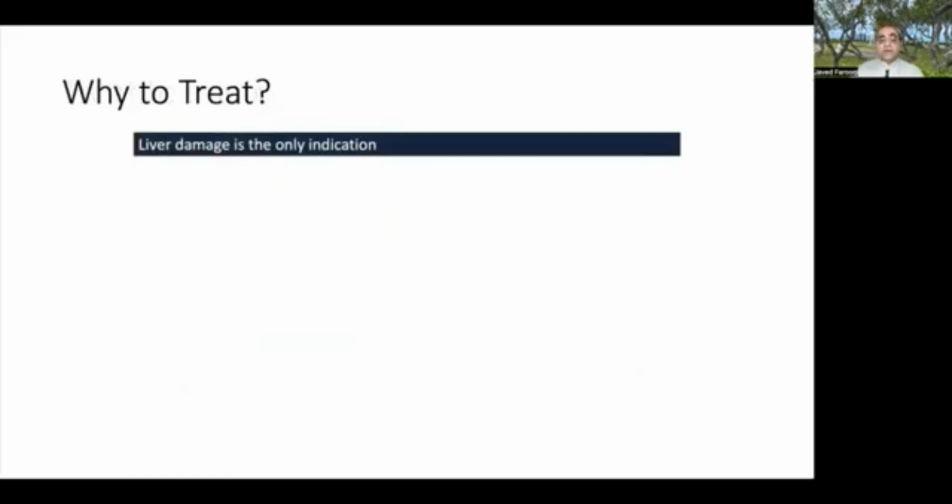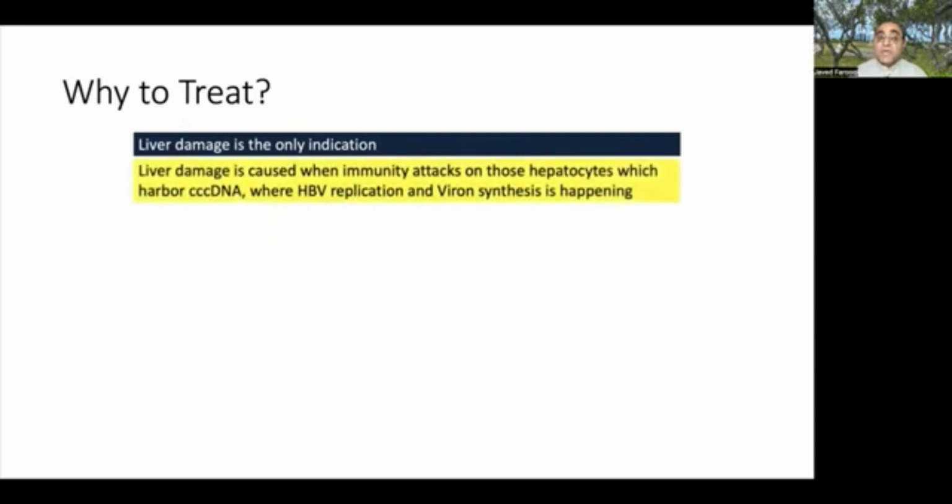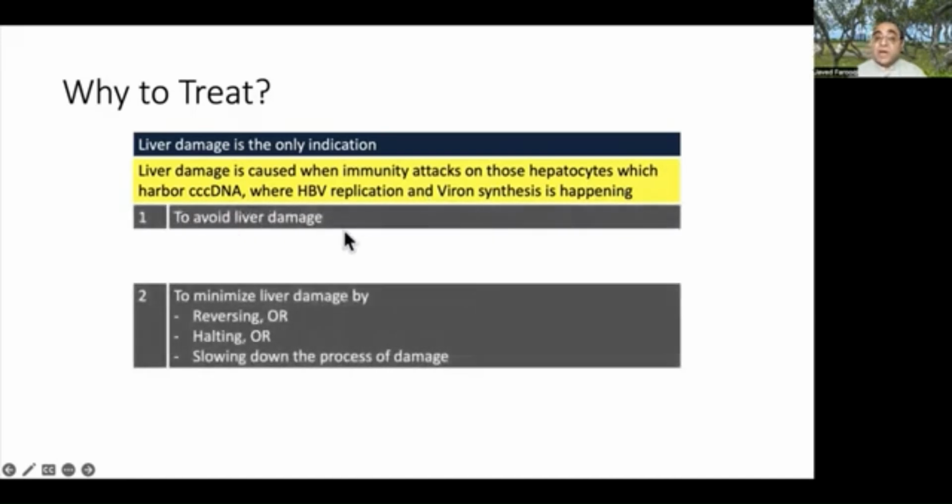So if I conclude, why to treat? Liver damage is the only indication. When liver damage is there or going to happen, you start these patients on treatment. So liver damage is caused when immunity attacks those hepatocytes which harbor cccDNA, where HBV replication happens and virion synthesis is happening. So one indication will be to avoid liver damage.